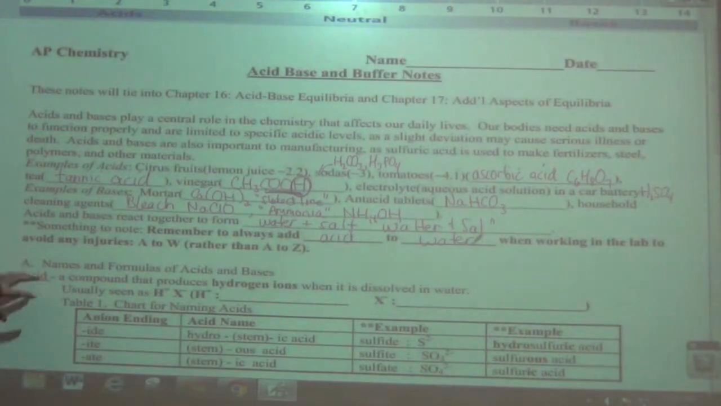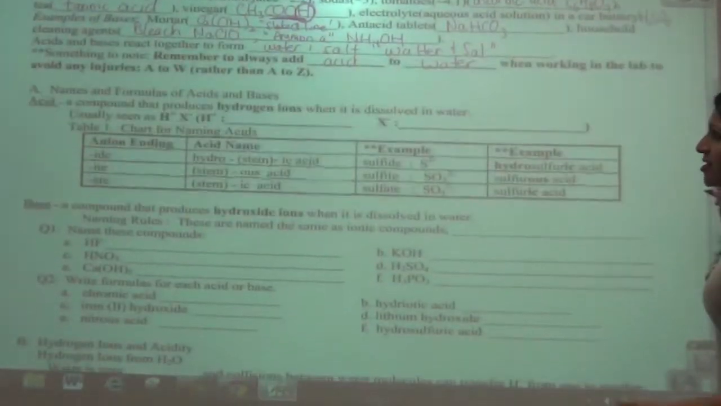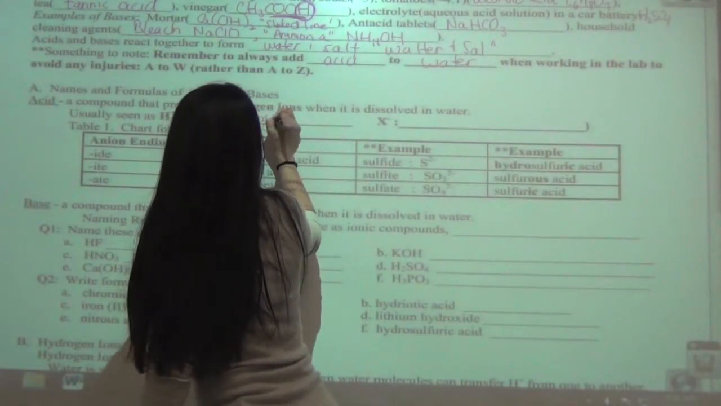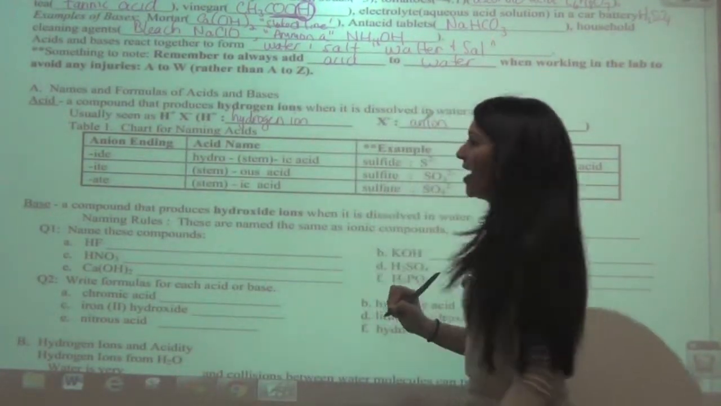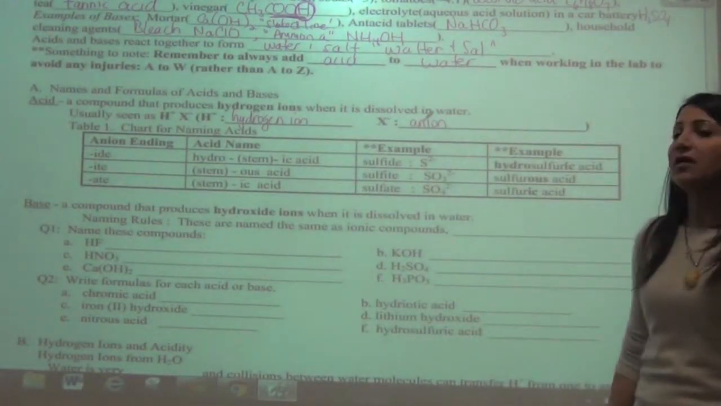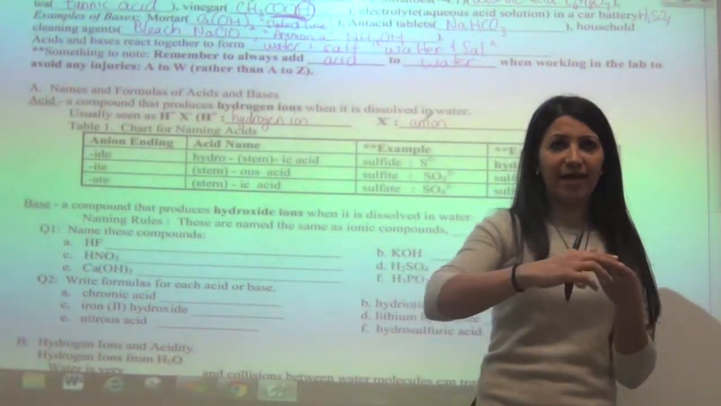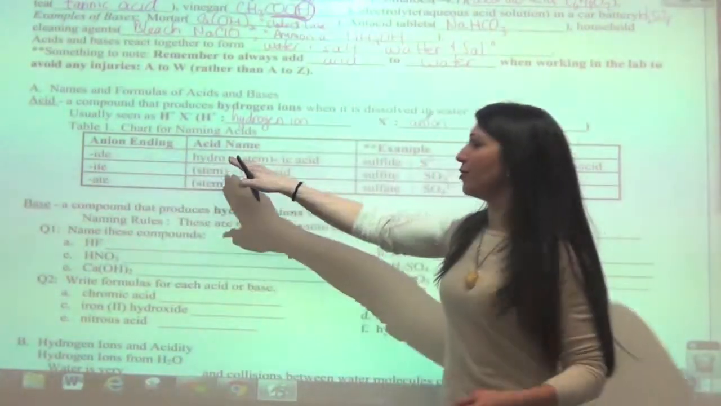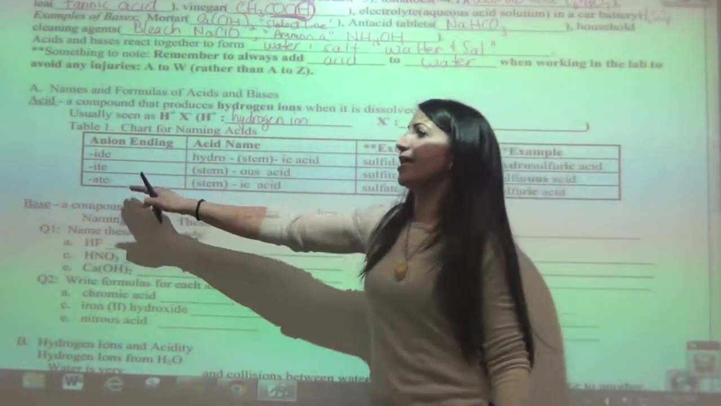Okay, and now we've got names and formulas of acids and bases. So this is a review. Typically, we've got our hydrogen ion here, and your X could be whatever anion you have, X minus. And so remember, there are three key endings: ide, ite, and ate. If it's ide, we're going to use hydro-ic. If it's ite, we use -ous, and if it's ate, we use -ic.